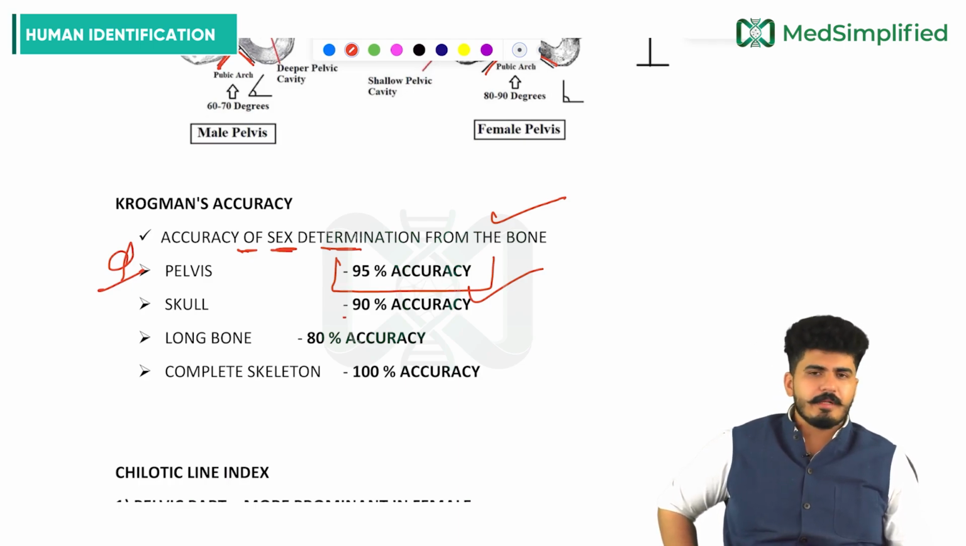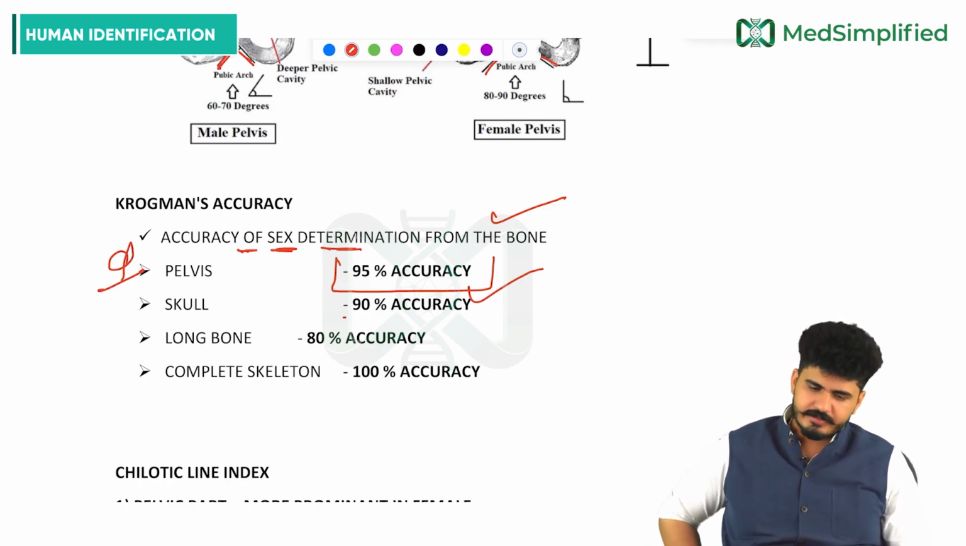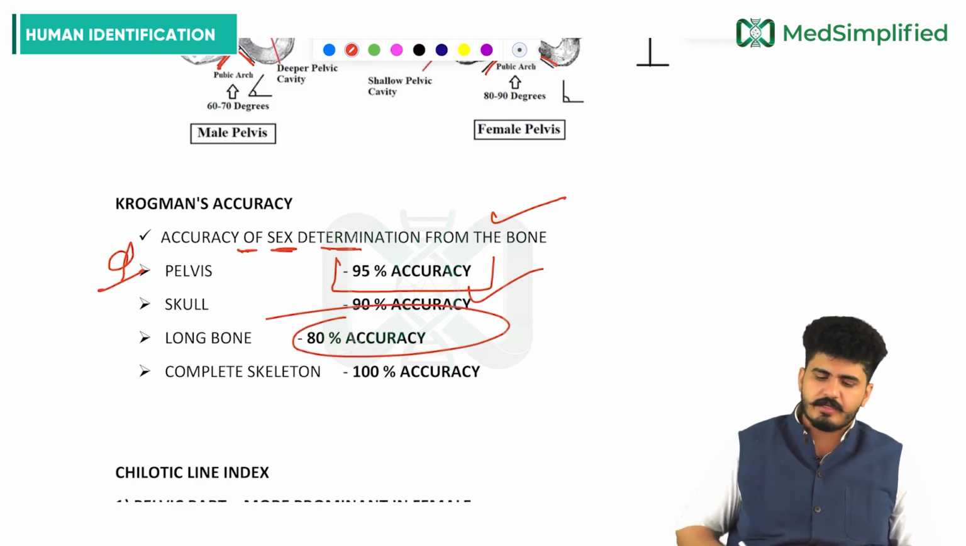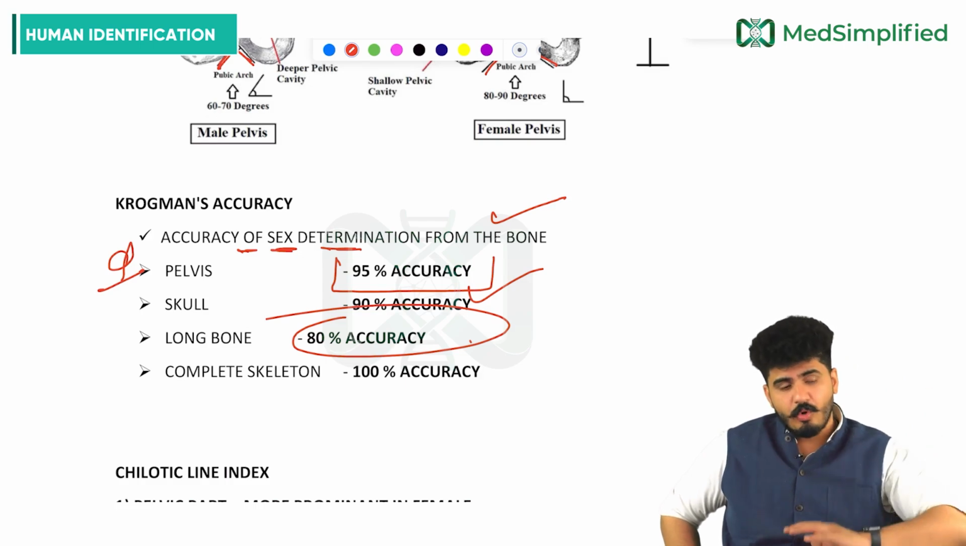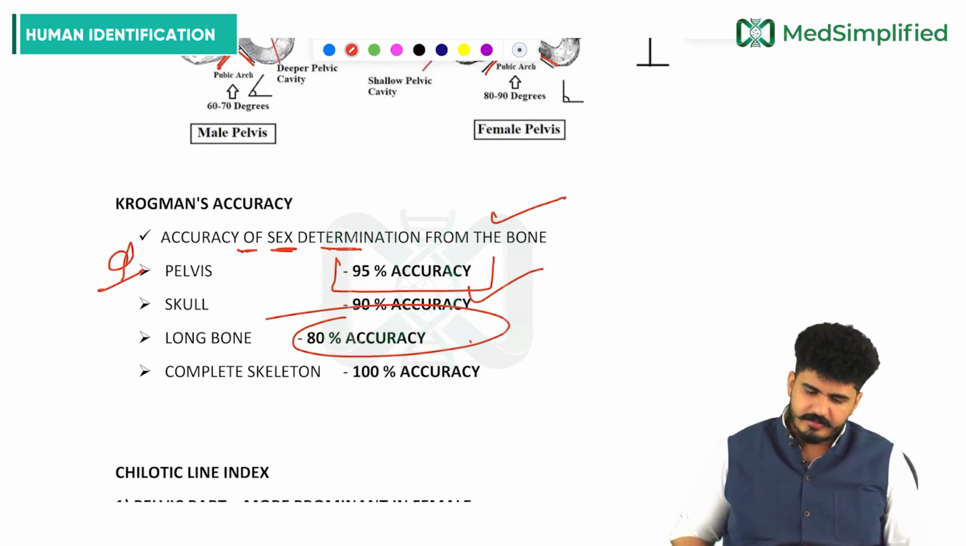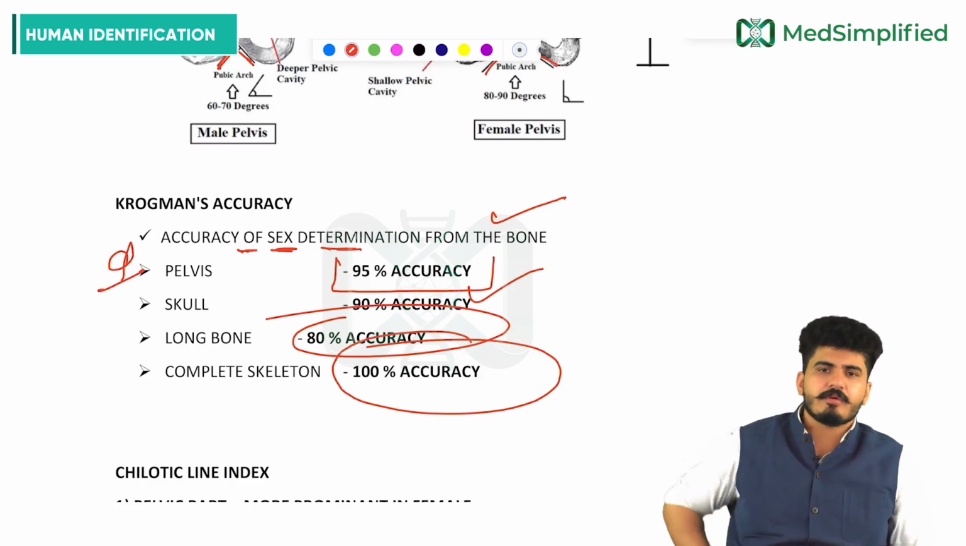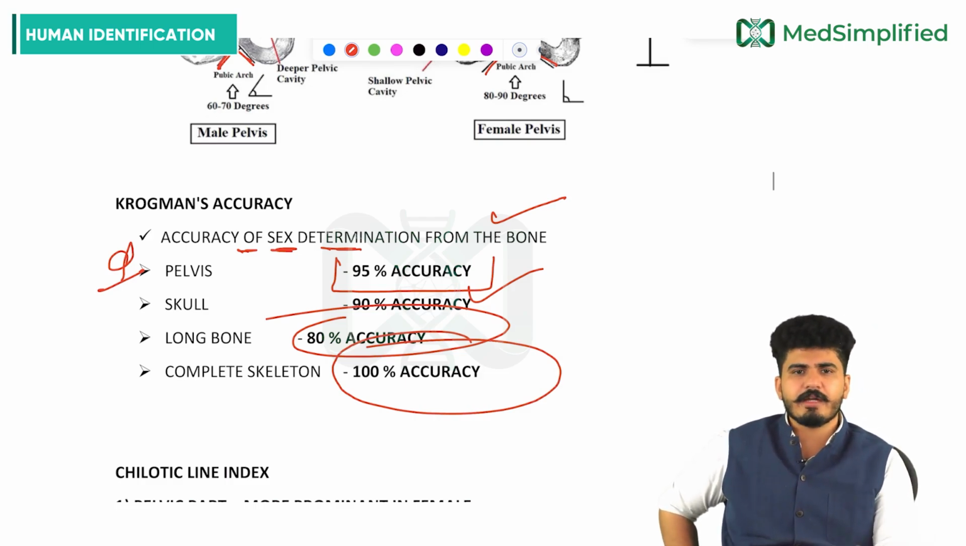Long bones, for example humerus, femur, sternum, etc., give 80% accuracy. And if we compare the complete skeleton completely, my dear friends, we get 100% accuracy. So these things are very, very important right here, sir.